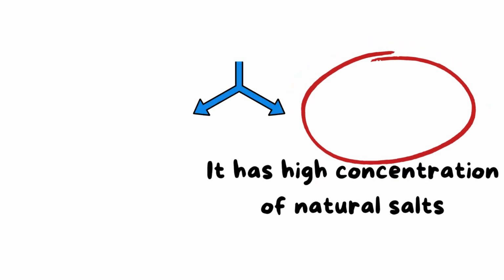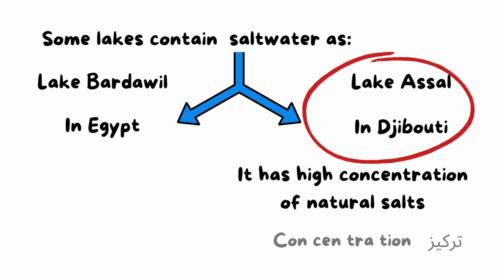As an example of salt water, we know that some lakes contain salt water. We have two examples of lakes, Lake Bardawil in Egypt and Lake Assal in Djibouti. We will discuss Lake Assal now.